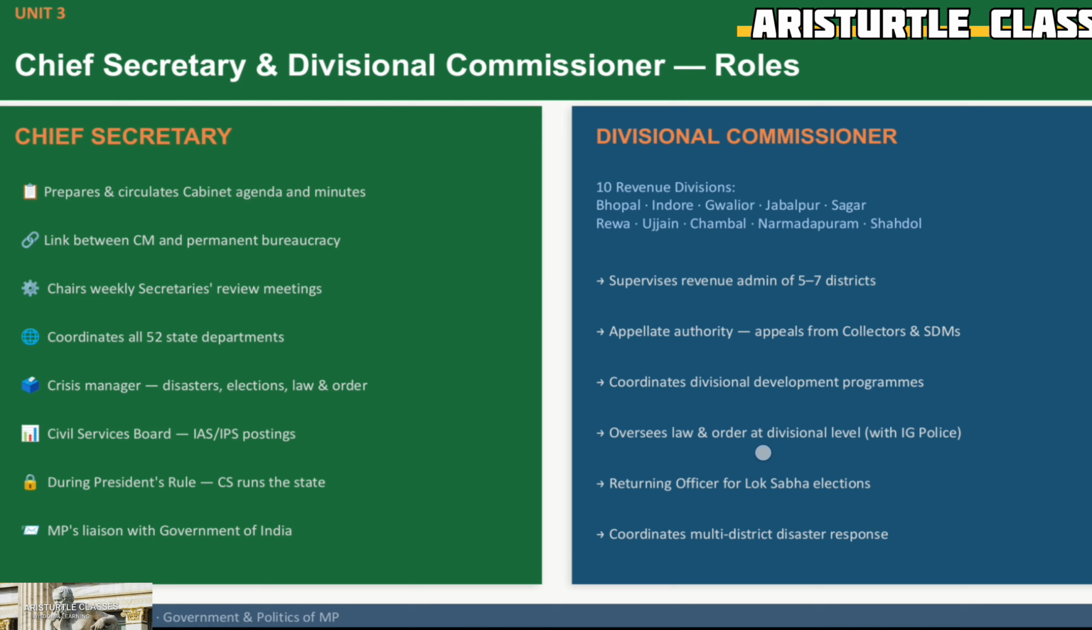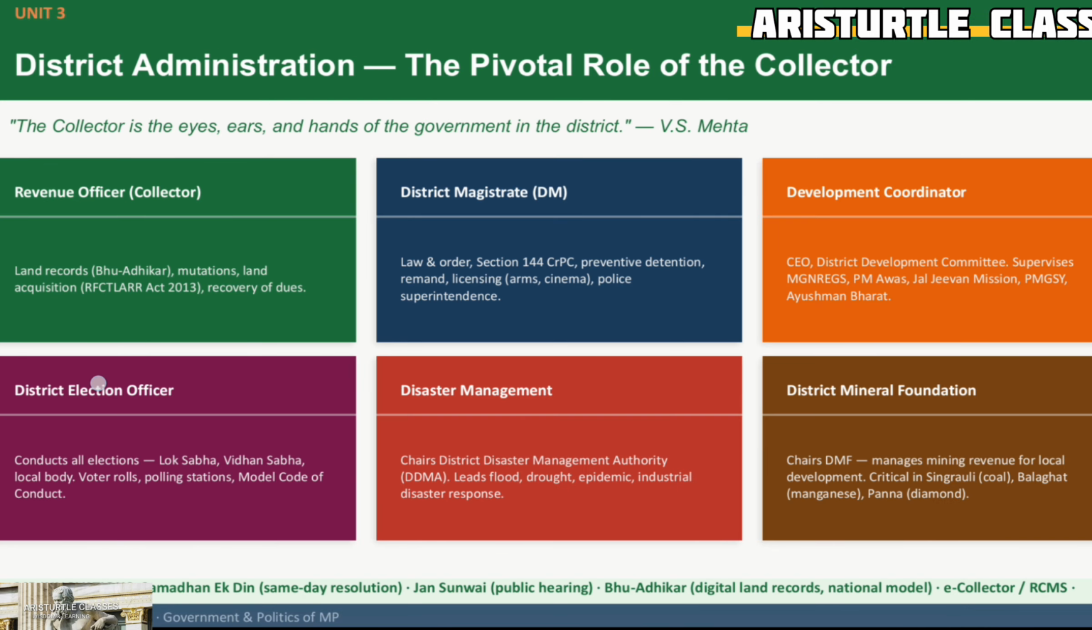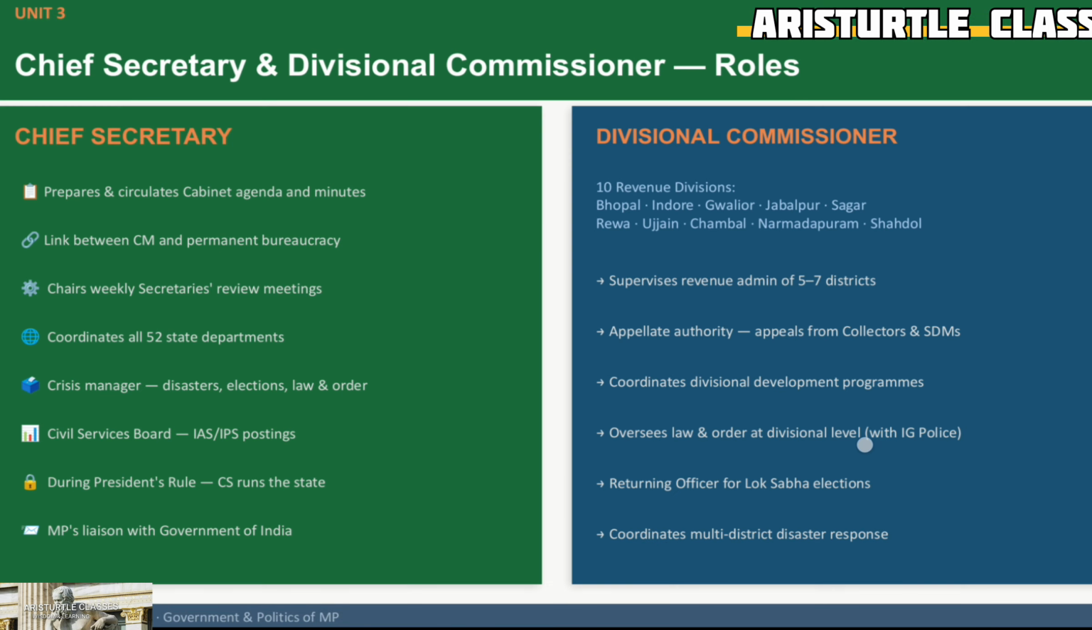Now we have divisional commissioners. We have 10 divisional commissioners. So what does the divisional commissioner do? He supervises revenue administration of 5 to 7 districts. These are the appellate authorities above collectors and SDMs. They coordinate divisional development programs. They oversee law and order. They're the returning officers for Lok Sabha elections. And most important, they coordinate the multi-district disaster response. These are the responsibilities of divisional commissioners.